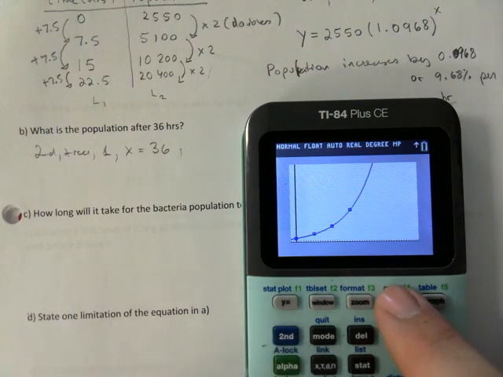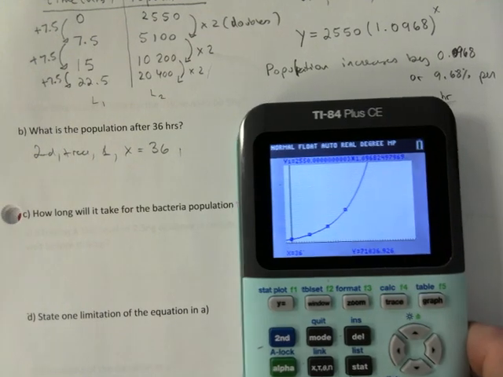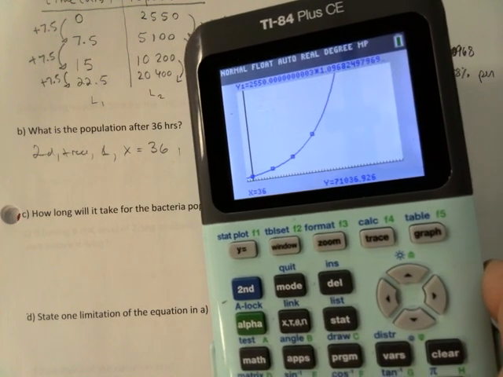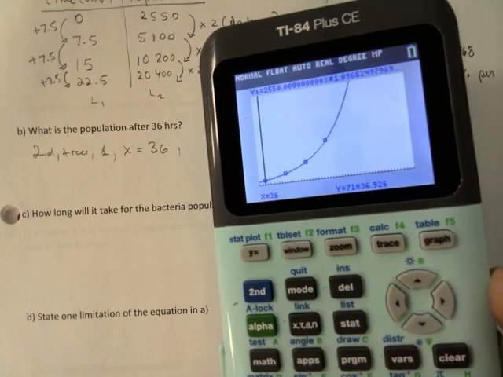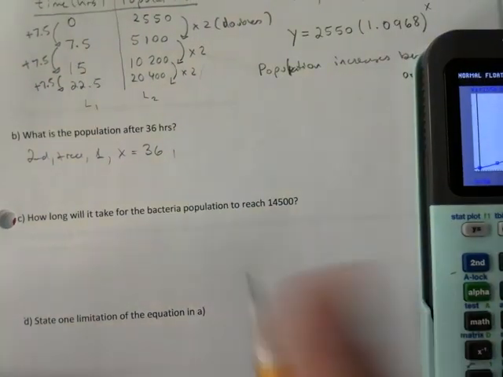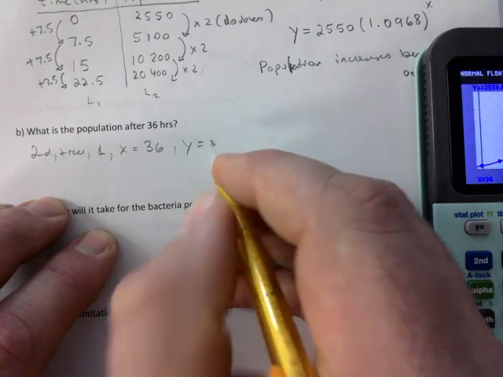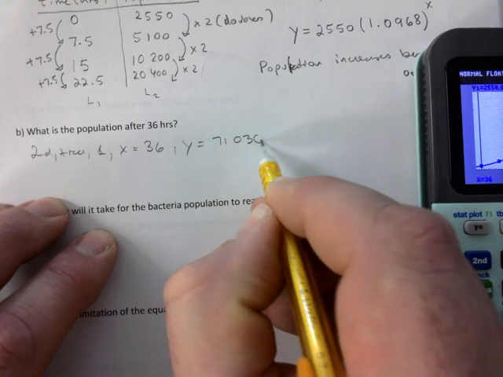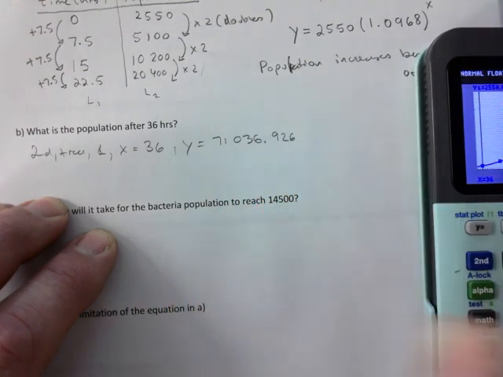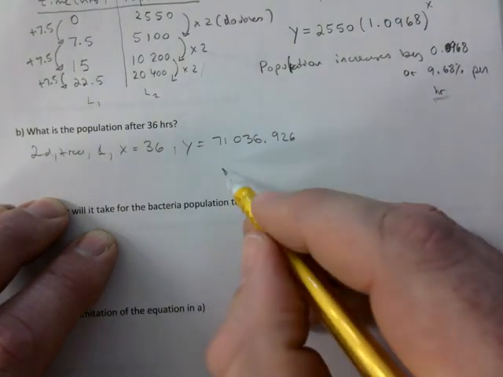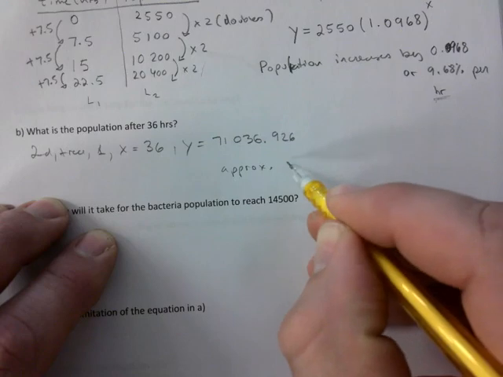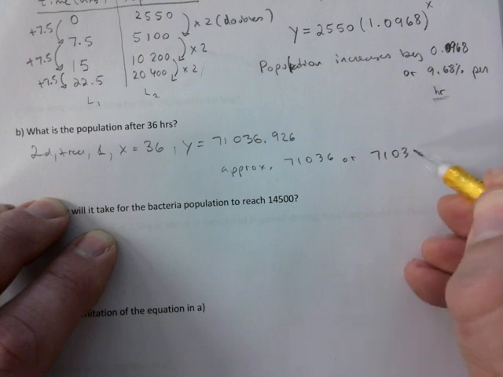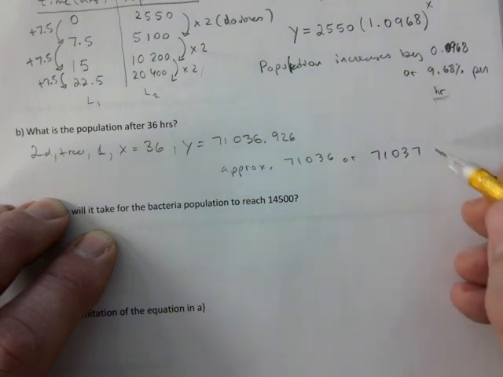Now I can find second trace 1, X equal to 36, and that's 71,000. It's actually past my window. Sometimes the calculator still calculates it, other times it will complain. I don't know, I didn't make this calculator. So we know that it's 71,036.926, but it's a population, which is approximately 71,036 or 71,037 bacteria.